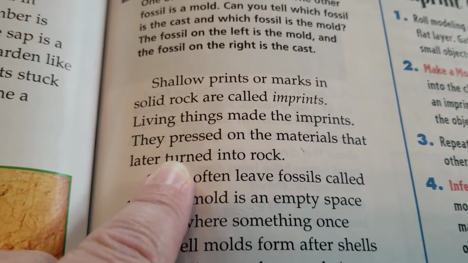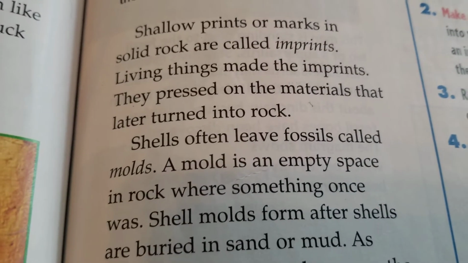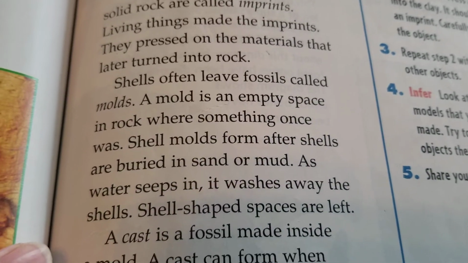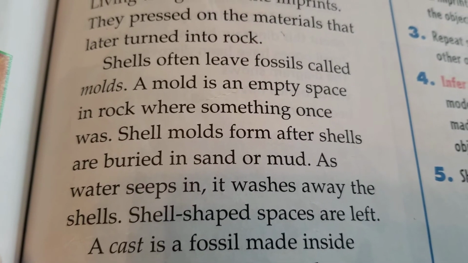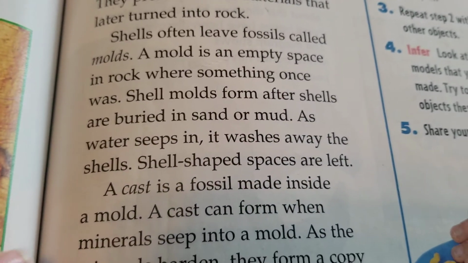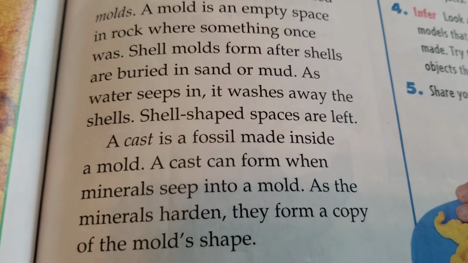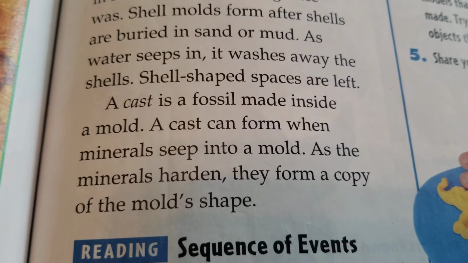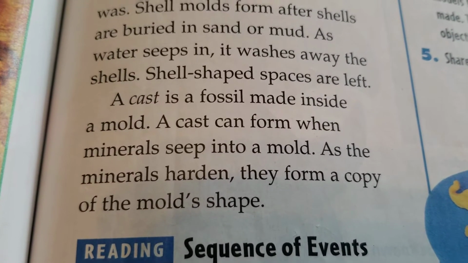Shallow prints or marks in solid rock are called imprints. Living things made the imprints they pressed on the materials that later turned into rock. Shells often leave fossils called molds. A mold is an empty space in rock where something once was. Shell molds form after shells are buried in sand or mud. As water seeps in, it washes away the shells. Shell-shaped spaces are left. A cast is a fossil made inside a mold.